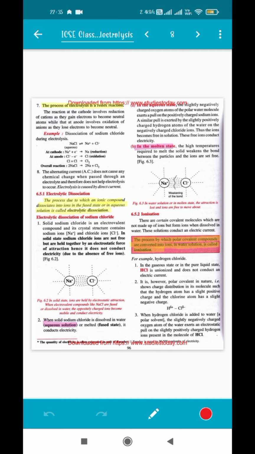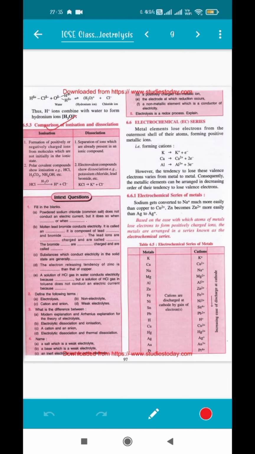In which type of compounds can they occur? Only in polar covalent compounds such as HCl, HF, etc. I told you about this in the first video itself, that we have different types of electrolytes. We have ionic compounds such as NaCl, MgCl2, etc. In case of ionic compounds, it will be electrolytic dissociation because the ions were already present. But in case of polar covalent compounds such as HCl, it will be called ionization. So here on the next page we have a comparison between these two. The same thing which I just told you has been repeated.